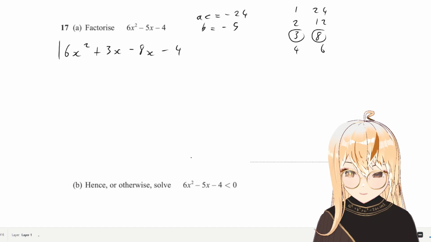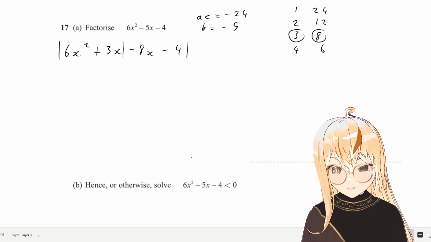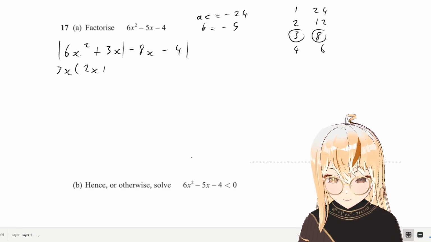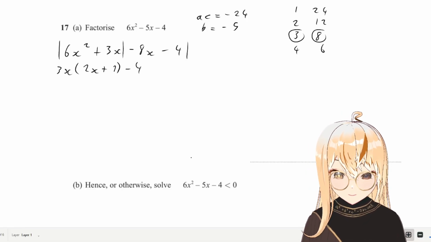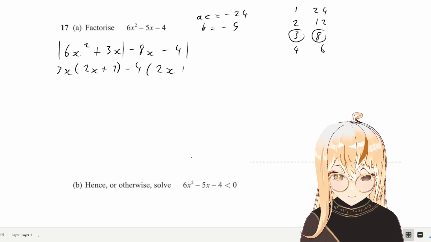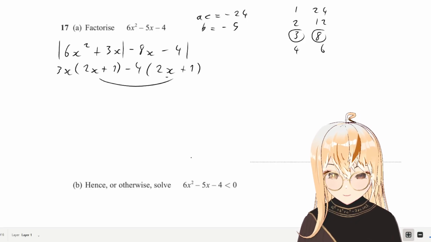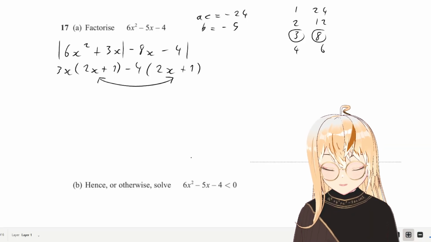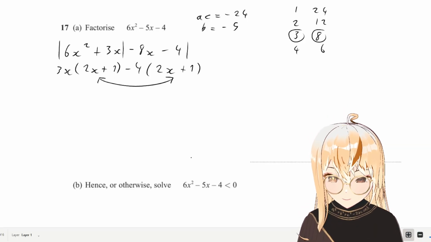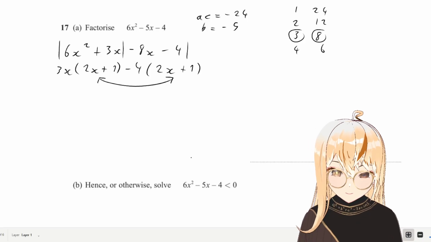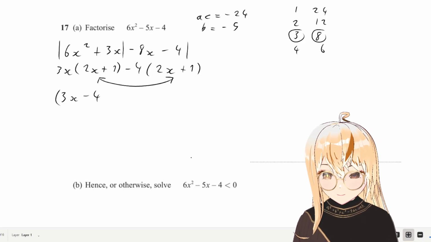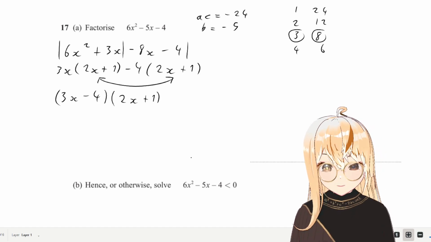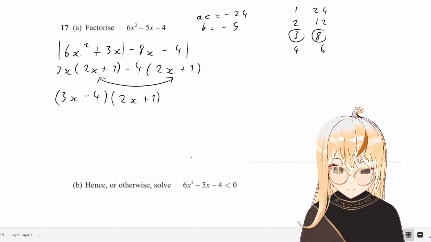And then we can just factorize these two halves independently. So we'll take out the biggest factor, 3x(2x + 1). Then we've got -4(2x + 1). And if these two are not the same, then you probably did something wrong and you should look over your working. But now we can collect 3x and -4 together on the left, and then collect the (2x + 1) on the right. And that is our factorized form.